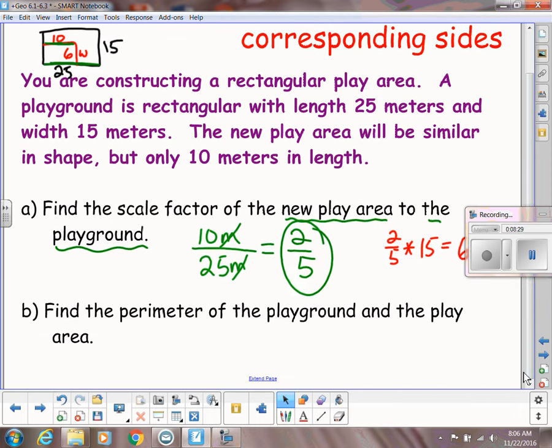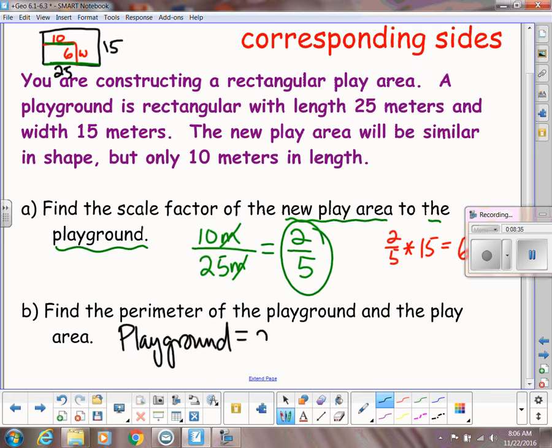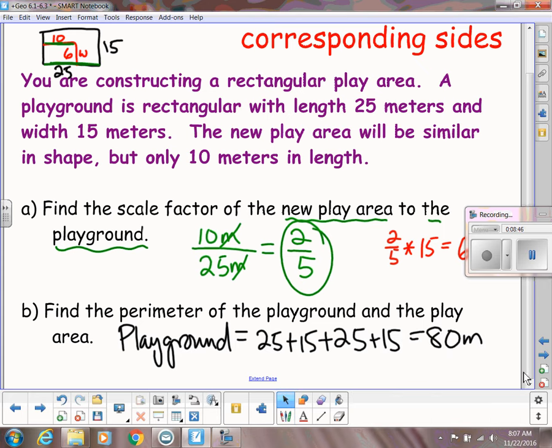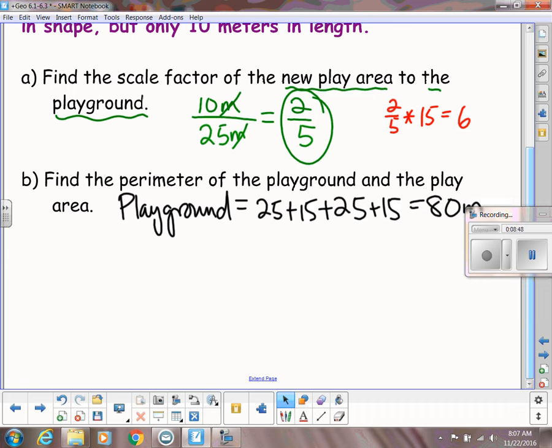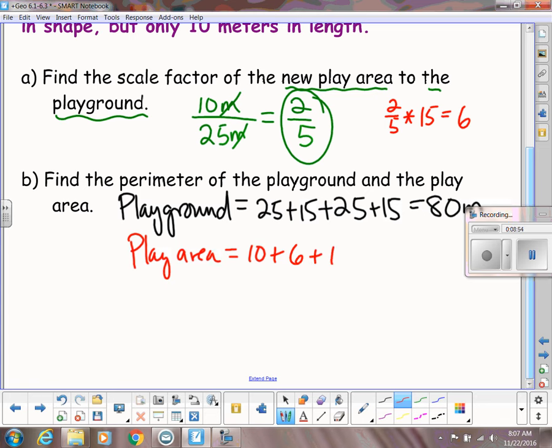So my perimeter of my playground is simply 25 plus 15 plus 25 plus 15. So that's 50 plus 30, which equals 80 meters. And then my play area is 10 plus 6 plus 10 plus 6. So that's 20 plus 12, that'll be 32 meters.